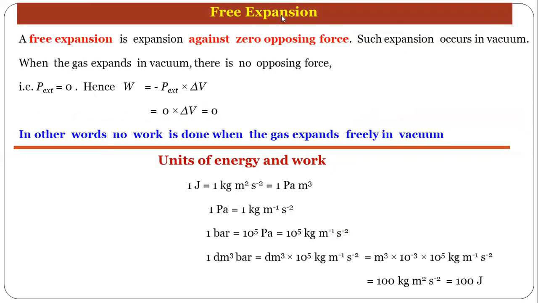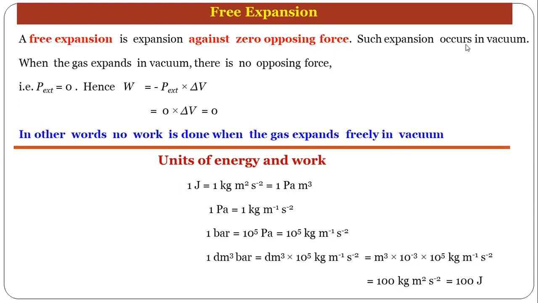Free expansion. Free expansion means if there is no opposing force, the expansion will continue. So free expansion is the process in which the opposing force is zero. If the opposing force is zero, the gas will expand continuously. It is called free expansion. Free expansion means it is against zero opposing force, because if there is no opposing force, the gas will expand continuously.